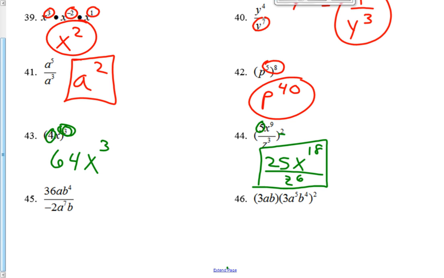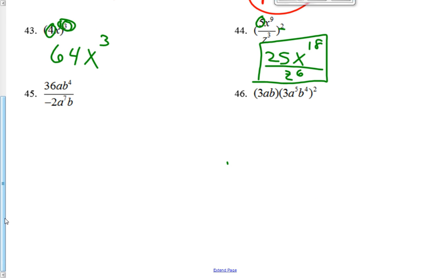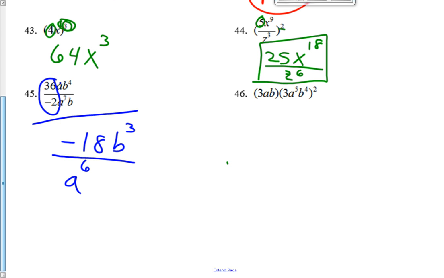45, we will divide the coefficients. 32 divided by a negative 2 is a negative 16. A divided by a to the seventh, that's a to the sixth in the denominator. And b to the fourth divided by b to the first is b to the third in the numerator. 4 minus 1 is b to the third.